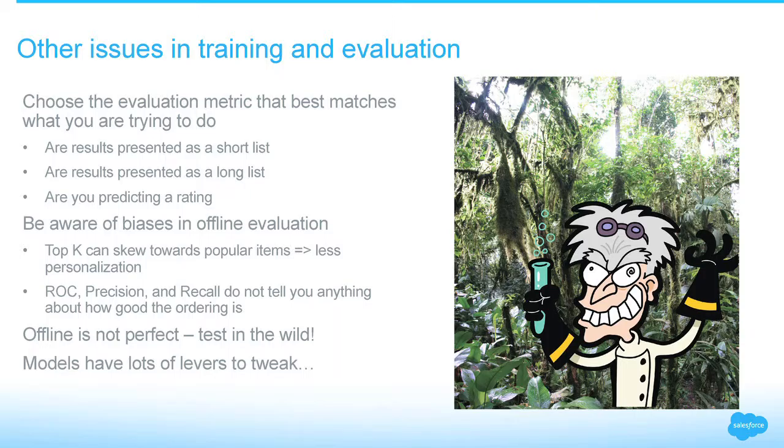So there's just a couple things to consider when you're deciding between this sort of matrix of how am I generating negative data, what are my metrics that I'm going to use, and it's this kind of thing of actually considering what you're trying to do. So are your results going to be a short list or a long list? This actually makes a big difference in what kind of metric you choose. Are you predicting a rating, or are you trying to predict whether or not someone will purchase something? So is it actually just a hit or a miss of whether or not they'll purchase?